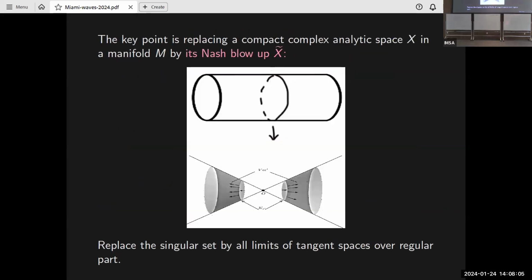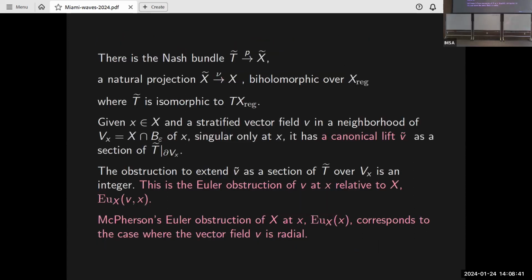The idea is to use the Nash blow-up, which means that if you have a singularity, you remove the singular set, and you replace it by all limits of tangent spaces at the regular points. Okay. You get a space. This space comes naturally with a bundle, which is called the Nash bundle. And that Nash bundle, this projection is a biholomorphism away from the singular set. And then the Nash bundle extends the tangent bundle to the singular locus. Okay. Those are the different indices.